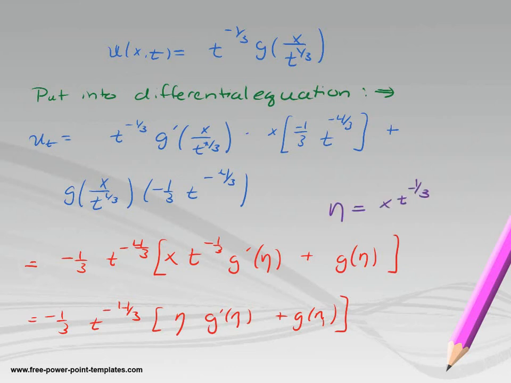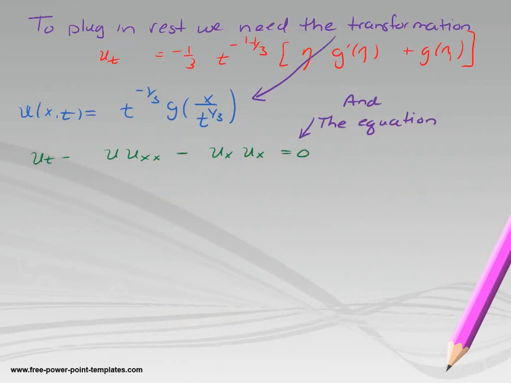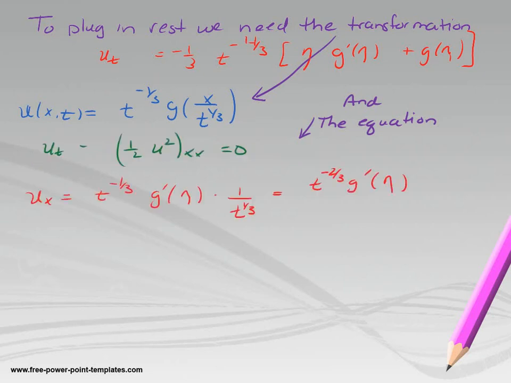And eta in this case is x times t to the minus 1/3. So you can solve, just like we did before, we have to not only have the relationship with eta, you also want to go back and forth with t. So to plug in the rest of this, we need that transformation and the equation.